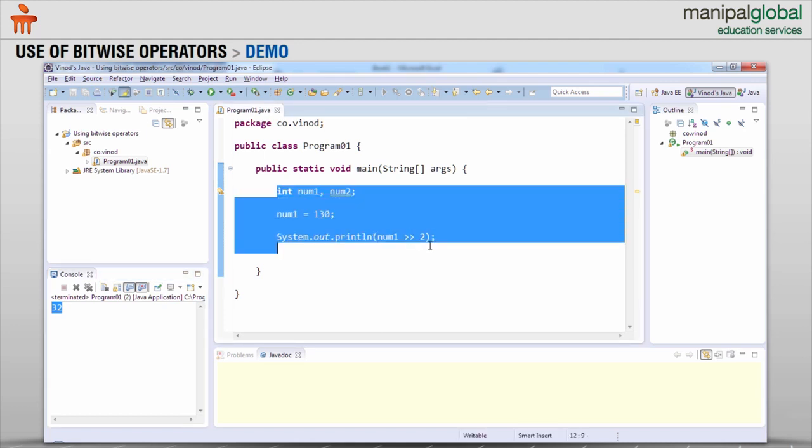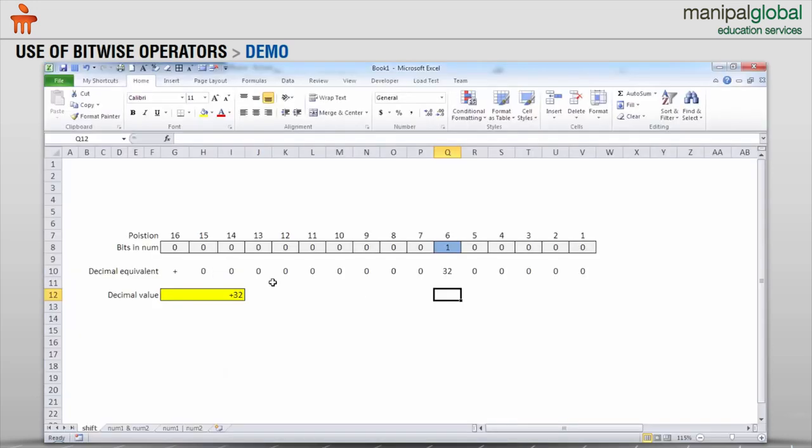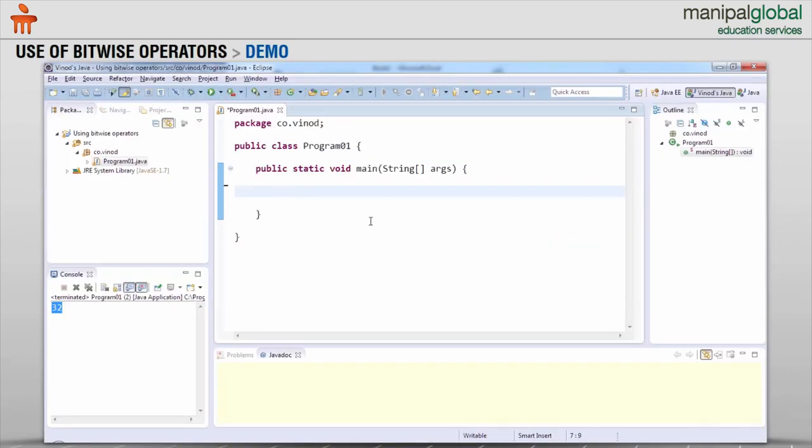Now the same way, I can also work with bitwise AND and bitwise OR. To understand this, since in the Excel I'm only considering 16 bits, that's equivalent to 2 bytes, let's declare a short instead of int. So I'll say short num1 and num2. If I want to store the result, I can do that. However, I'll just perform the operations directly. Now let's consider num1 to be 64 and num2 to be 32. I'm just taking these numbers so that it becomes easy for us to calculate.